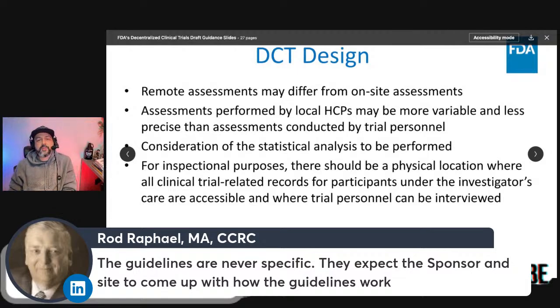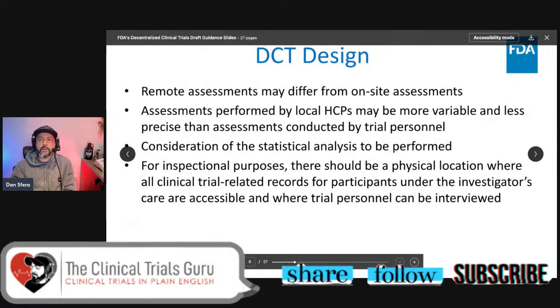The guidelines are never specific. They expect the sponsor and the site to come up with how the guidelines work. Rod Raphael, you are a master of running the sites. I'd love to get your thoughts on these slides as we go through them more. But I agree. Ultimately, all this stuff is nice, but if the sites don't like it, it's just going to be another virtual trials. Why didn't virtual trials work out? Maybe some industry people are watching that can tell me. Why did virtual trials not work out?